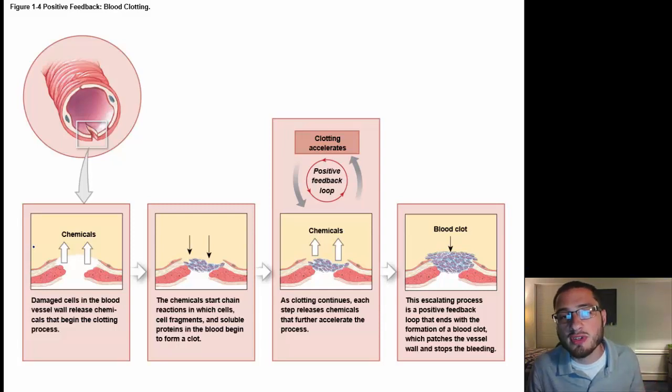And once the breast milk is made, it's going to be a positive feedback loop where it's going to keep saying, hey, make milk, make milk, make milk. And eventually, that infant is going to start suckling. And once it starts suckling, then it's going to send more messages. Hey, keep going, keep going, keep going. Make milk, make milk, make milk.